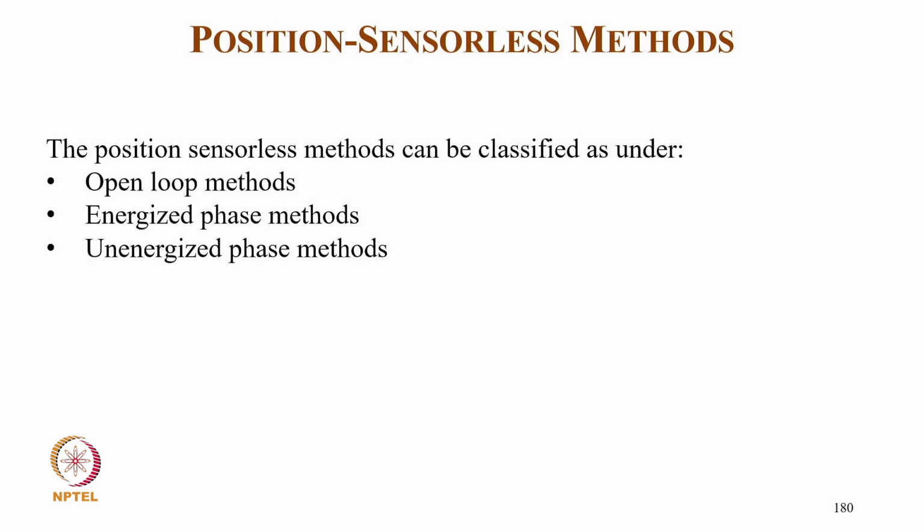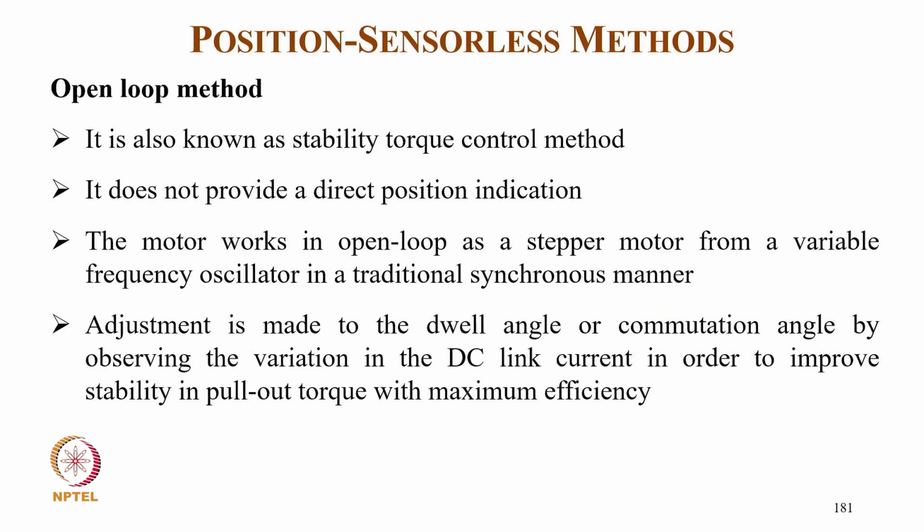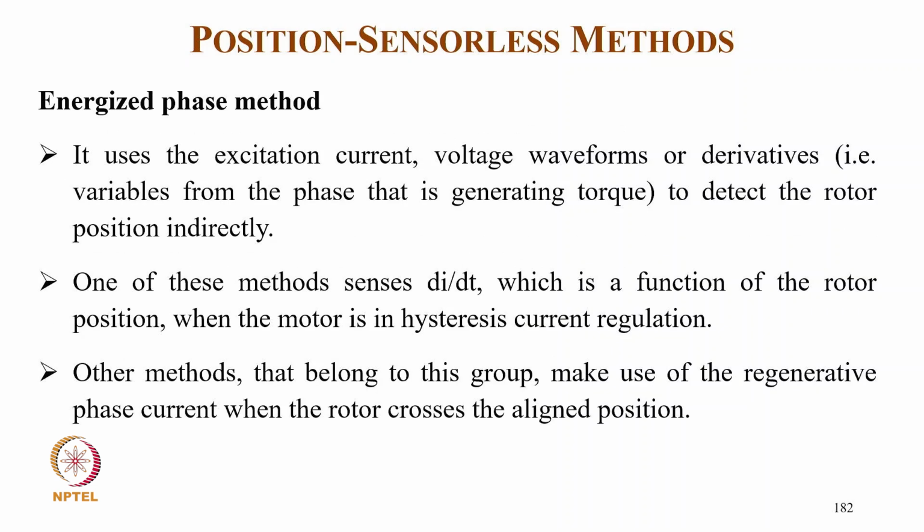Now position sensorless methods can be classified as open loop methods, energized phase methods, and unenergized phase methods. Coming to the open loop method, it is also known as the stability torque control method. It does not provide direct position indication, and the motor works in open loop as a stepper motor from a variable frequency oscillator in a traditional synchronous manner. An adjustment is made to the dwell angle or commutation angle by observing the variation in the DC link current in order to improve the stability in pull-out torque with maximum efficiency.